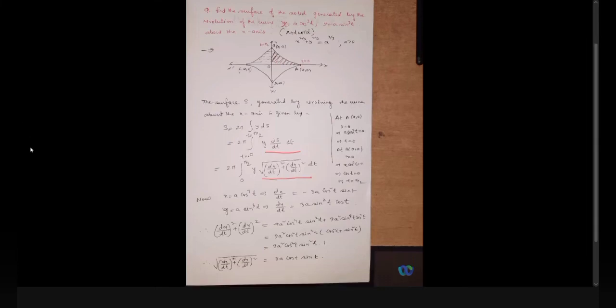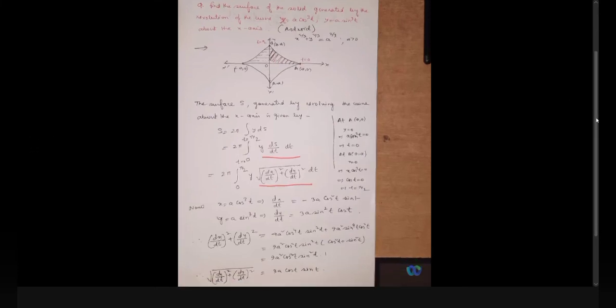π/2 of y ds by dt, and the formula is already written before: root over (dx by dt) whole square plus (dy by dt) whole square, dt. Now we have to write these values separately. x equals a cos cube t, so dx by dt, the derivative of a cos cube, is 3 cos square t times the derivative of cos, minus sin t.